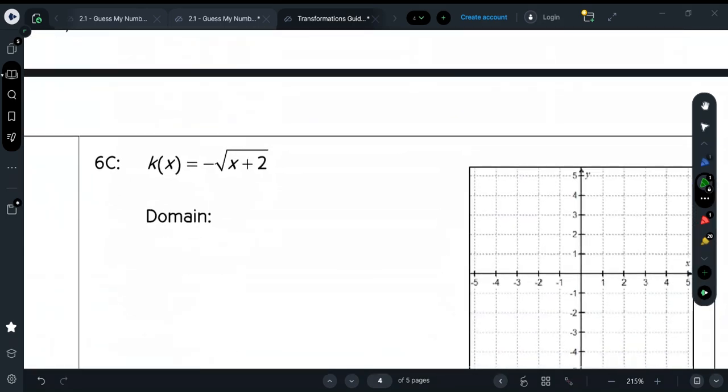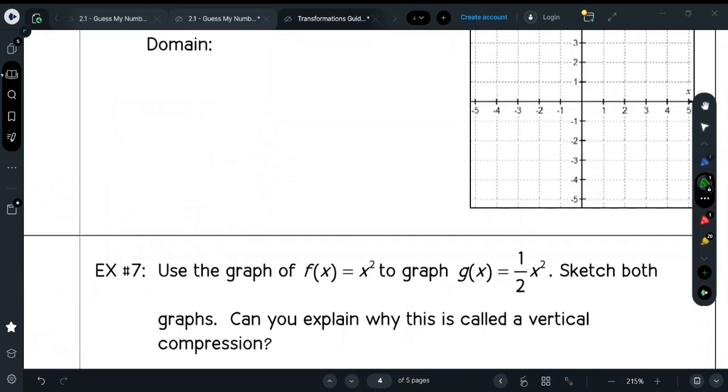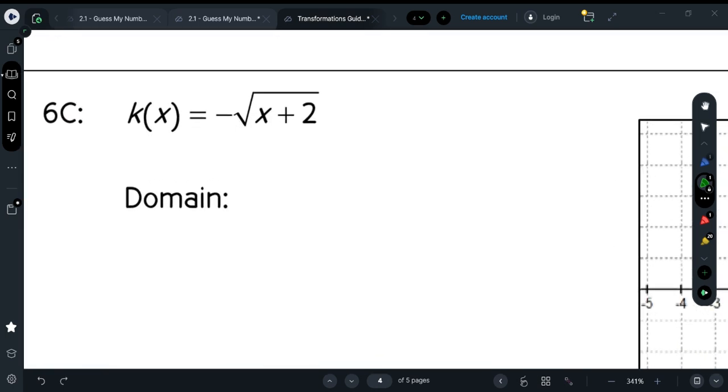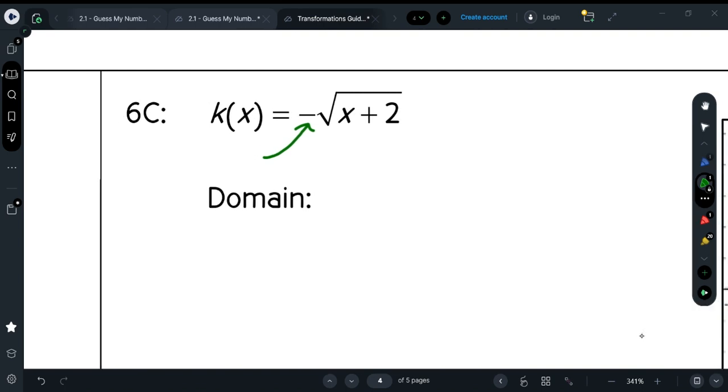Okay, now example 6, part C. All right, let's do this one last time here. Let's graph the parent function, square root of x. That's this graph. And let's compare that with this function here, k of x. And what do we have here? We've got a negative on the outside. So this is going to be a reflection in the x-axis. Again, that's flipping the graph from top to bottom.